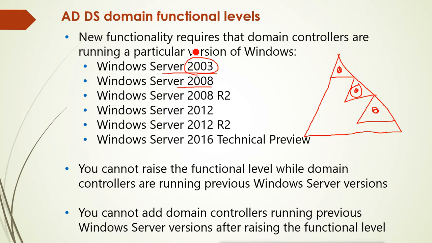New functionality requires that domain controllers are running a particular version of Windows. So these are the functional levels: Windows Server 2003, which is now not available in Server 2016, then Server 2008, Server 2008 R2, 2012, 2012 R2, or Server 2016. You cannot raise the functional level while domain controllers are running a previous Windows Server version. And also you cannot add domain controllers running a previous Windows Server version after raising the functional level.